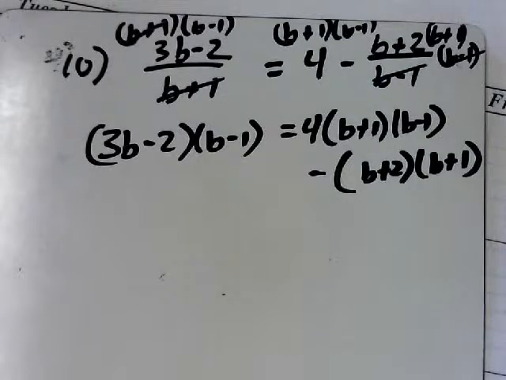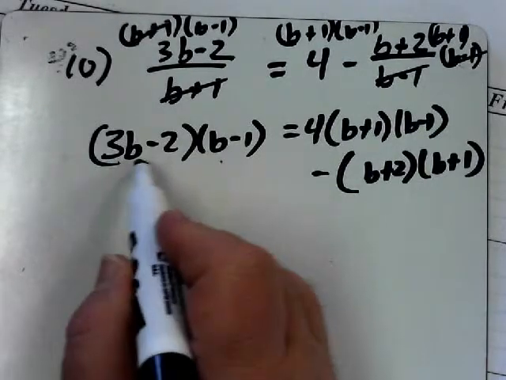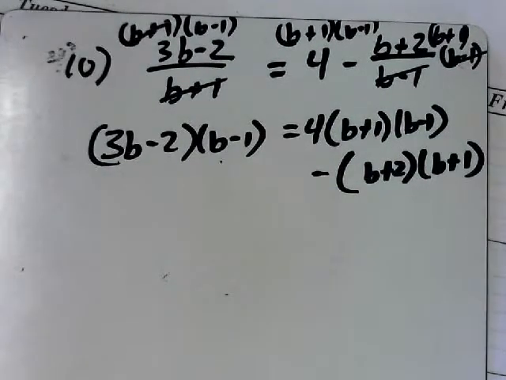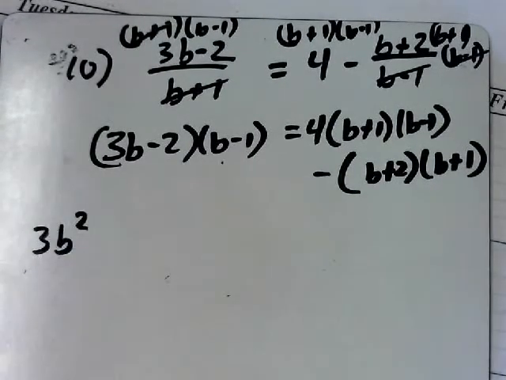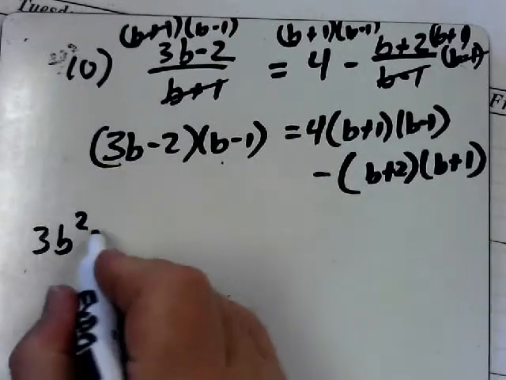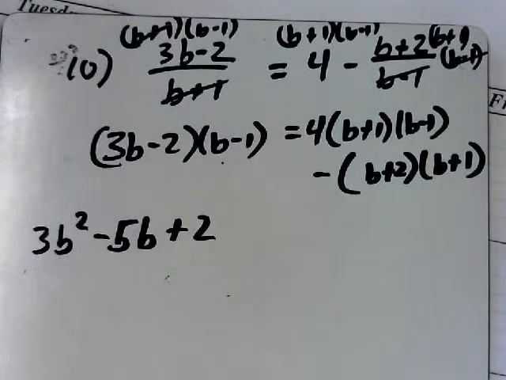Lots of foiling I'm going to have to do, won't you agree? What do I get when I FOIL 3b minus 2, b minus 1? 3b squared plus 3b minus 2b plus 2. Taking what you said, a negative 3b and a negative 2b. Won't that add up to a negative 5b?